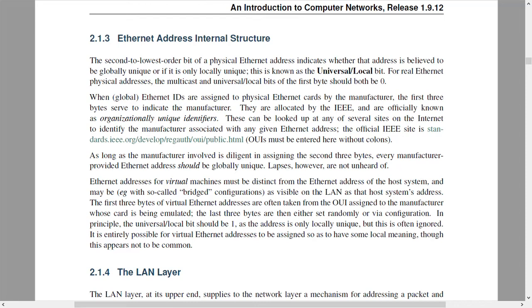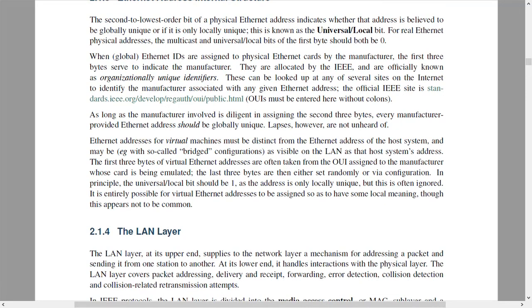So here's how a MAC address is created. The first three bytes indicate the manufacturer, and the IEEE sets those. And then the next three are the serial number of that particular card. Virtual machines do have their own Ethernet addresses, their own MAC addresses. I'll make a video where we're looking at packets, and from those packets, you can determine whether or not something is a virtual machine, just because of the way the MAC address is labeled.